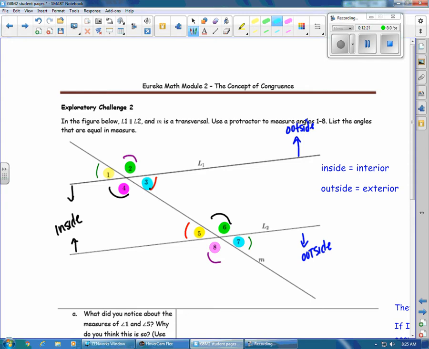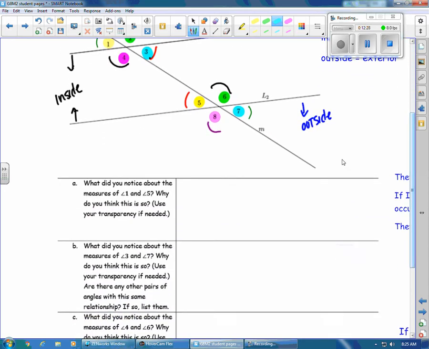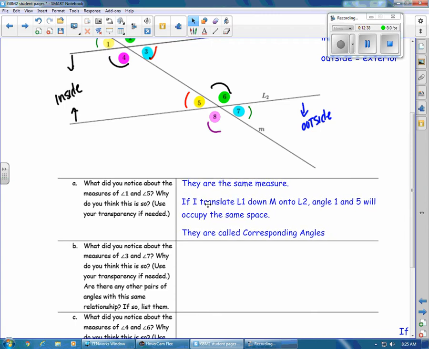Okay, so we have a lot of angle relationships that are going to be congruent, and we can prove it using our rigid motions. So let's go through the questions here. What do you notice about angle 1 and angle 5? Angle 1 and angle 5, they share the same space. They have the same measure. If I translate line 1 down onto line 2, angle 1 and angle 5 will occupy the same space. They are called corresponding angles.